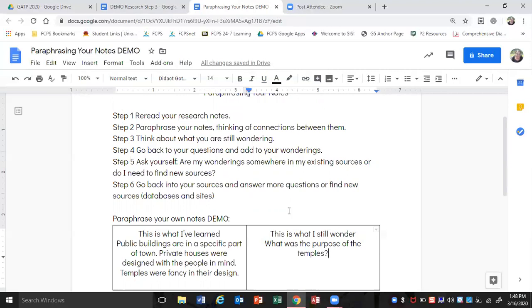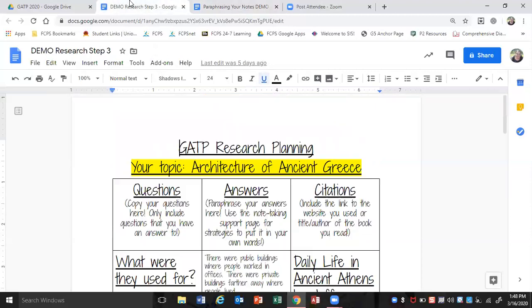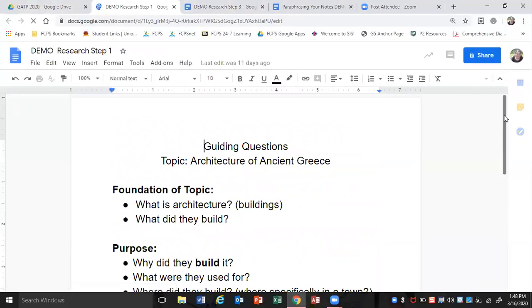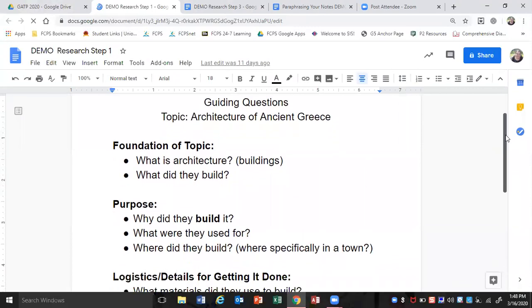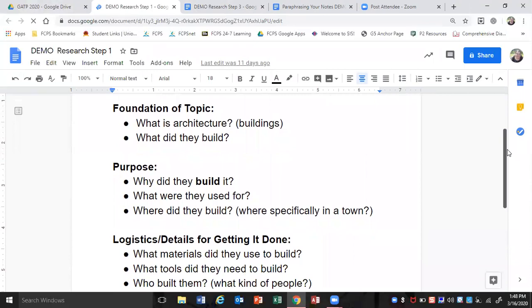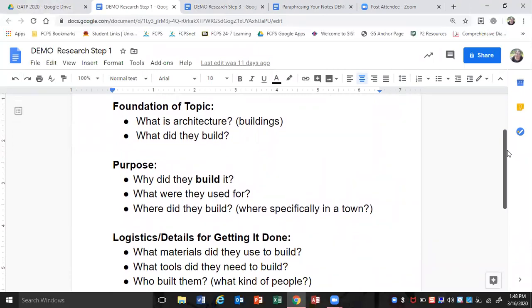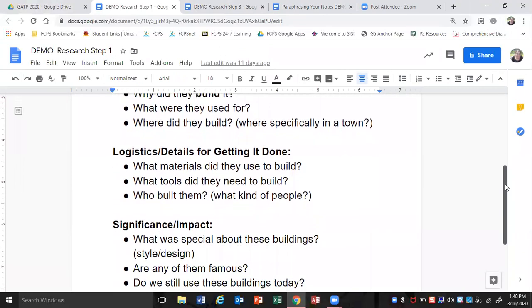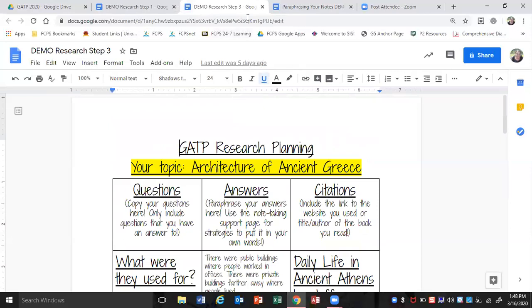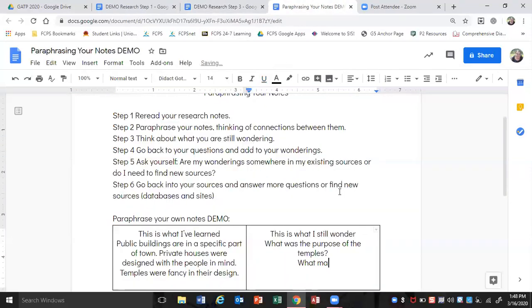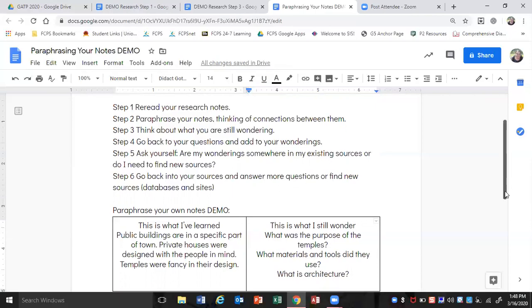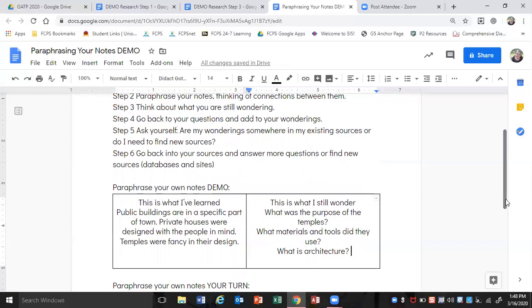And then if I go back to my question, step 4, some questions that I have. I know I already answered some things about the buildings, but I don't know too much about how they were building them. So like the materials and tools that they used, the kinds of people that were building them. Those are some things I haven't really answered yet in the information that I collected. So I think I'm going to add that to my wonderings. What materials and tools did they use? And maybe also, what is architecture? Because I'm starting to see some examples of architecture in ancient Greece, but just to have a definition in my research to see what the different aspects of architecture are.